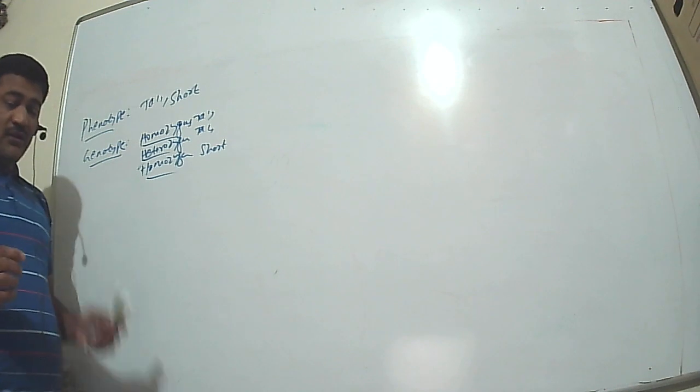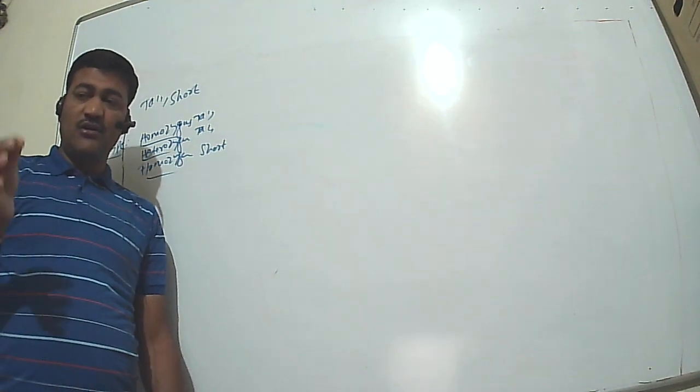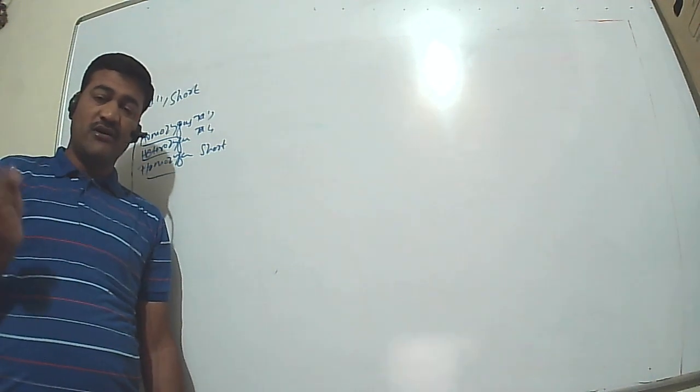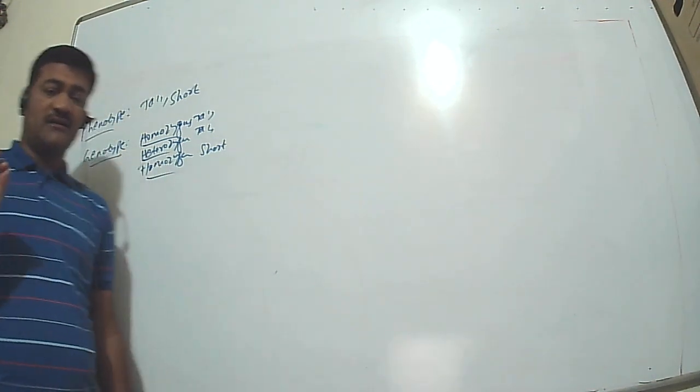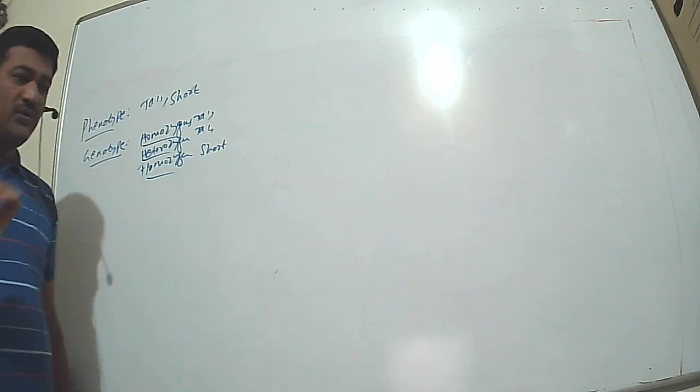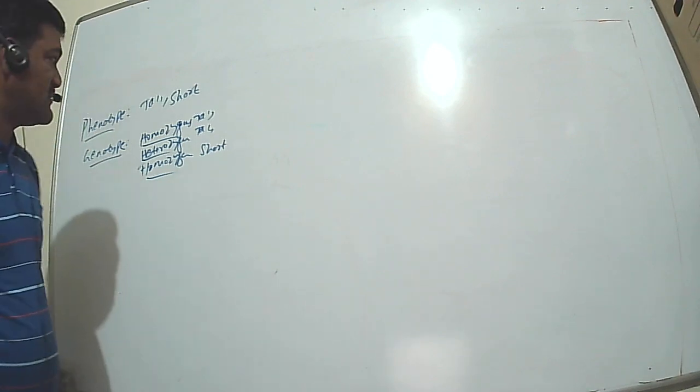So once again, if I give you a tall plant, you can say it's a tall plant by looking at it, because that's phenotype. But whether it's a homozygous tall or heterozygous tall, you can't say by looking at it. That's called genotype. You can only find out by doing experiments.